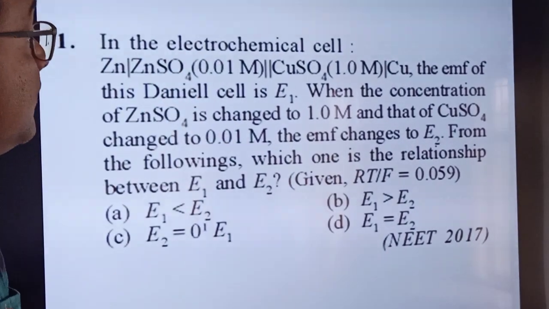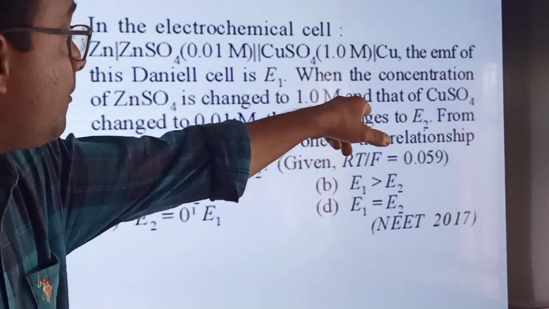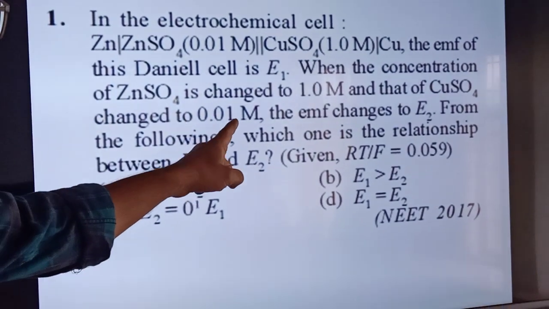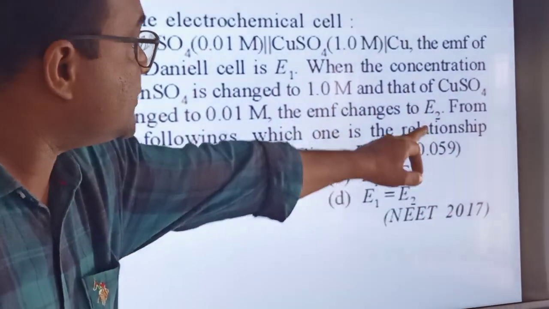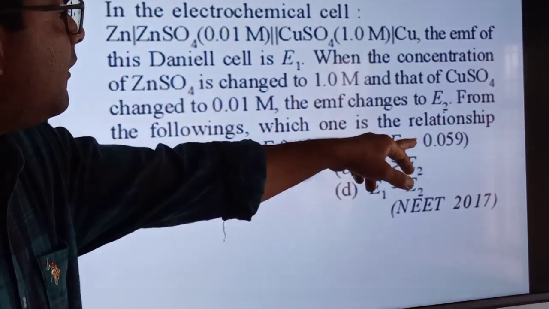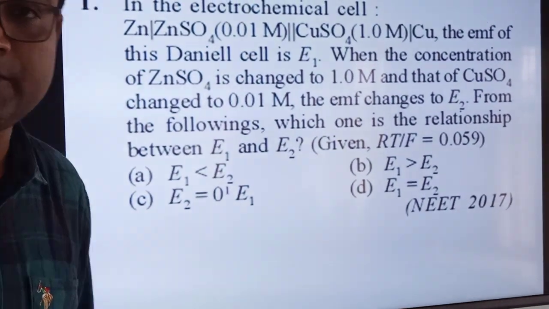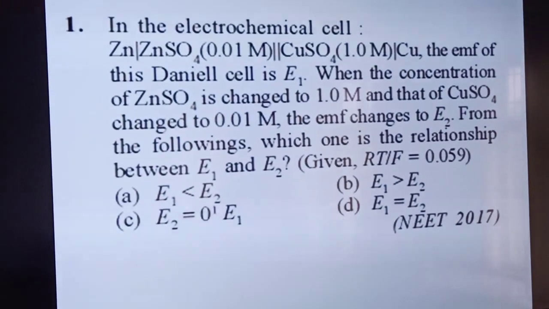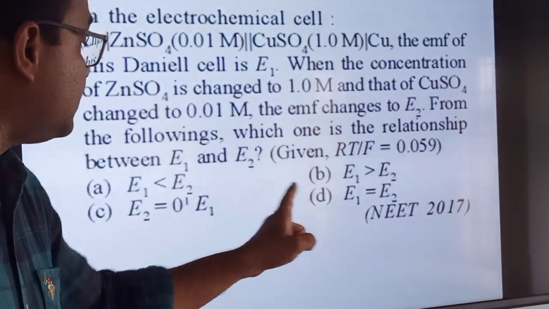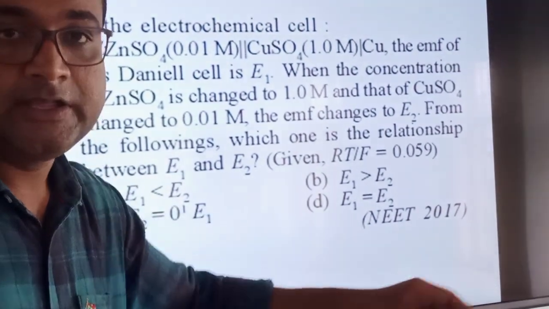Its EMF is E1. When the concentration of zinc sulfate is changed to 1.0 molar and that of copper sulfate changes to 0.01 molar, the EMF changes to E2. Which one of the following is the correct relationship between E1 and E2? These are the four options given. We need to find out which one is the correct option, and its value is also given there. This question appeared in the 2017 NEET. Let's solve this question.